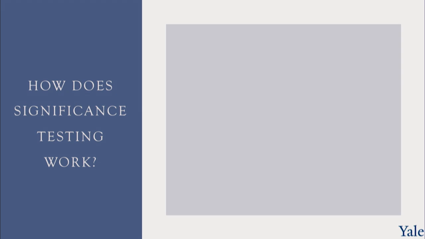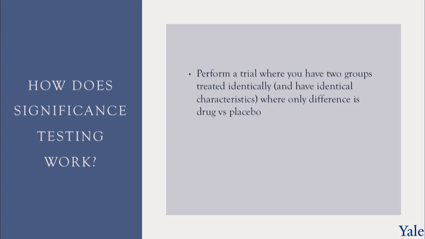So let's walk through this process of significance testing. How do we ensure that the result we observed was not by chance alone, provided we actually care about the result because it's big enough to be meaningful and interesting to us? We perform a trial. As explained before, we have 2 groups treated identically and with identical characteristics, where the only difference is, say, drug versus placebo.